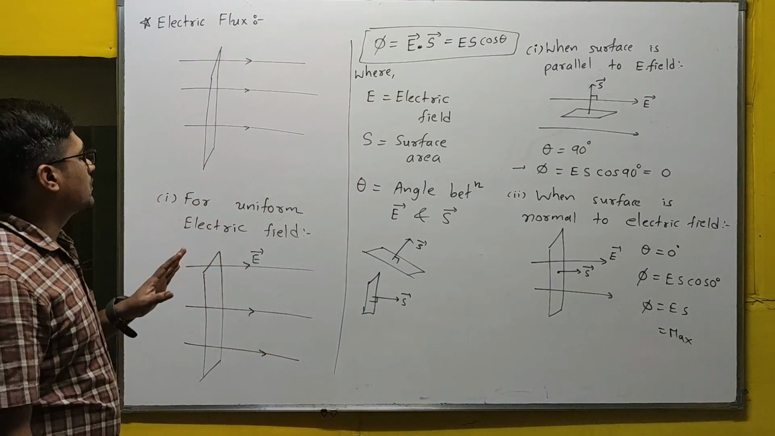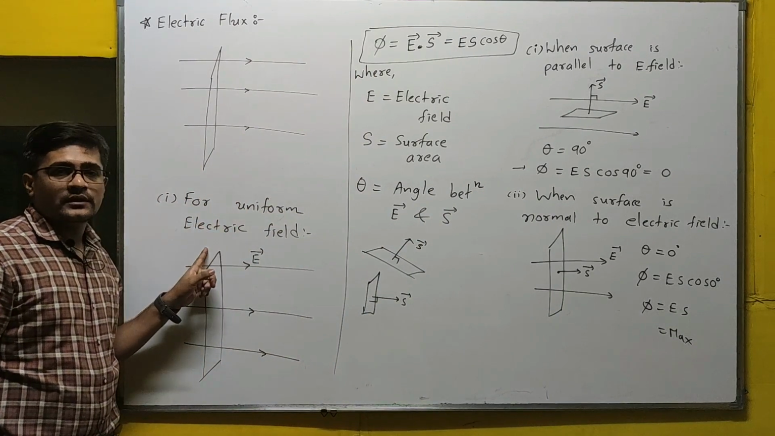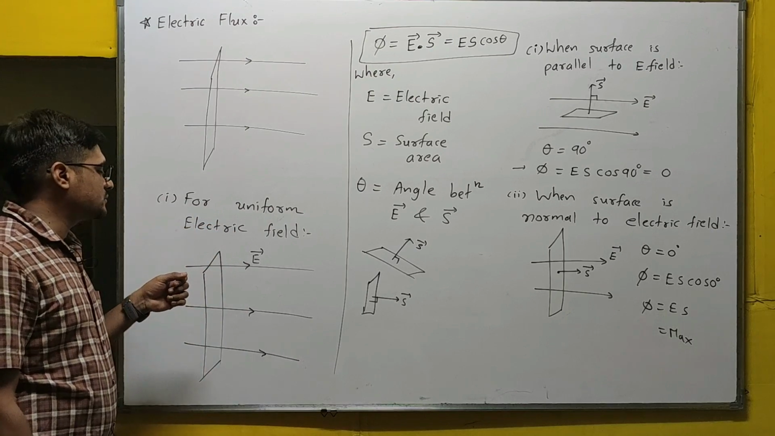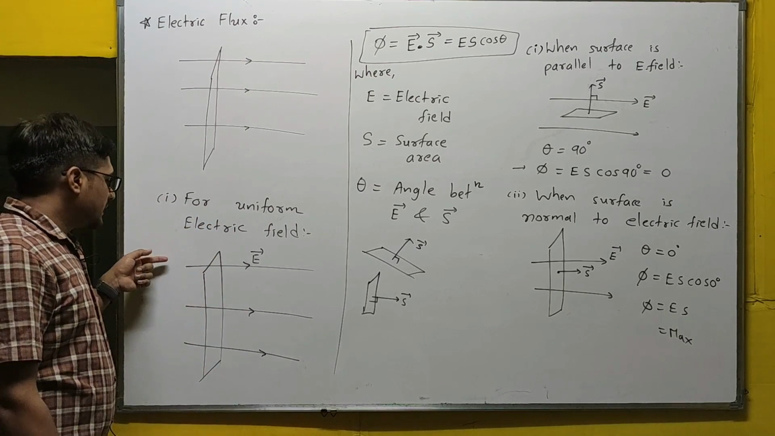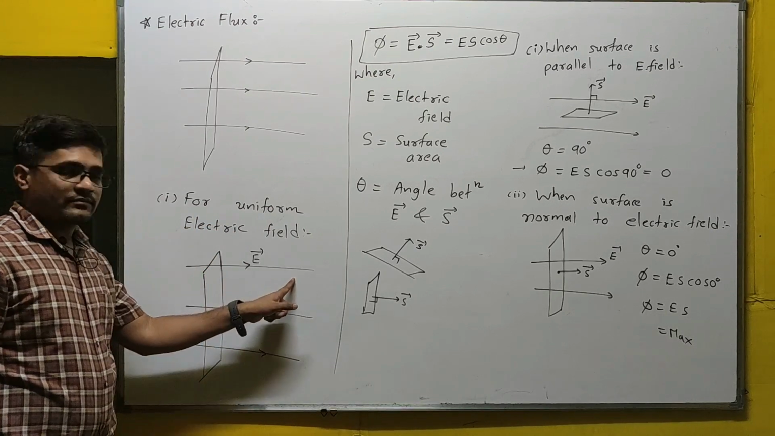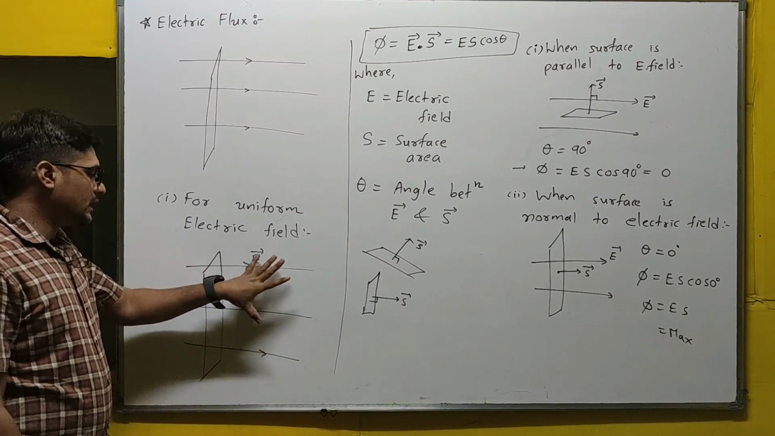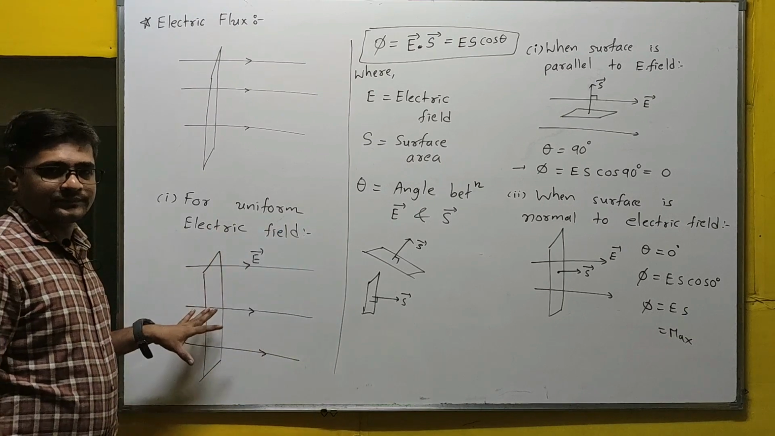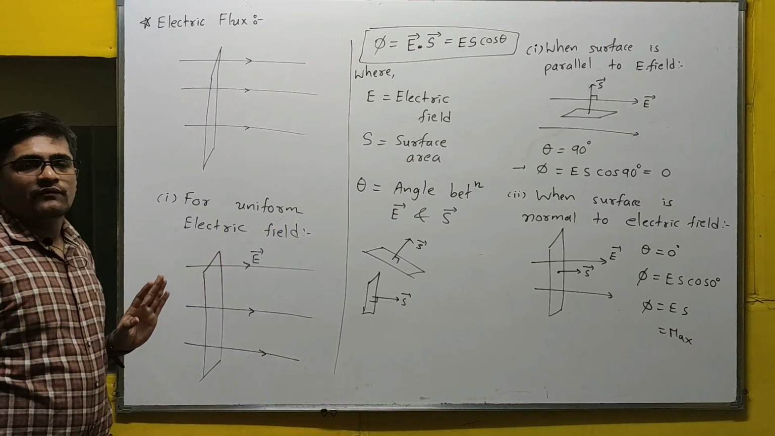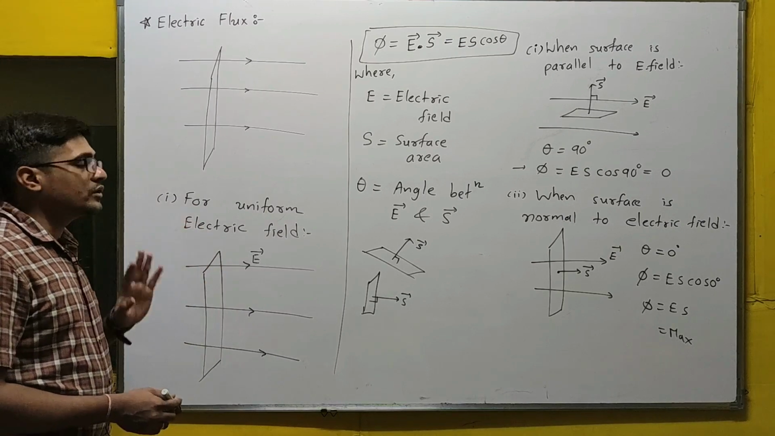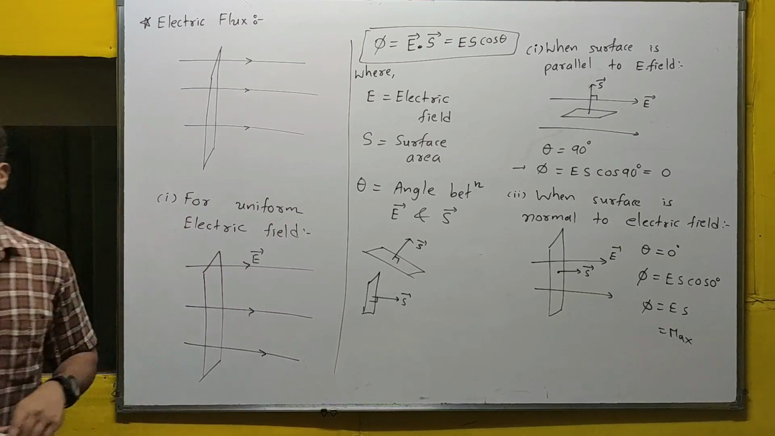Now this formula is only for what? Uniform electric field. Whenever the plane is in a uniform electric field. Uniform electric field means what? The electric field intensity is the same everywhere. Here also 1 Newton per coulomb, here also 1 Newton per coulomb, means intensity is the same everywhere. That is called uniform electric field. Now what happens when the field is non-uniform?